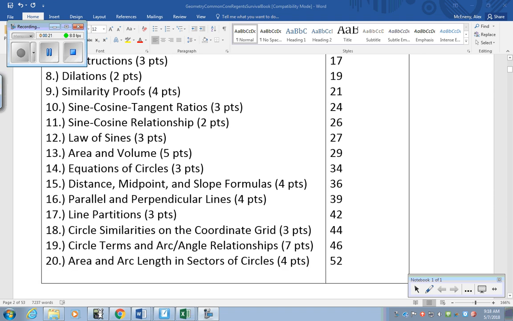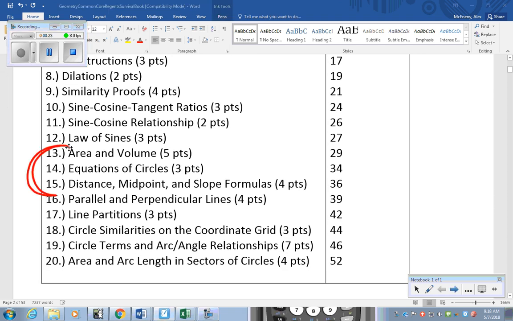For part 4, we're going to look at 3 sections, sections 13 to 15. We'll talk about area and volume, equations of circles, and distance, midpoint, and slope. So go ahead and turn to page 29.